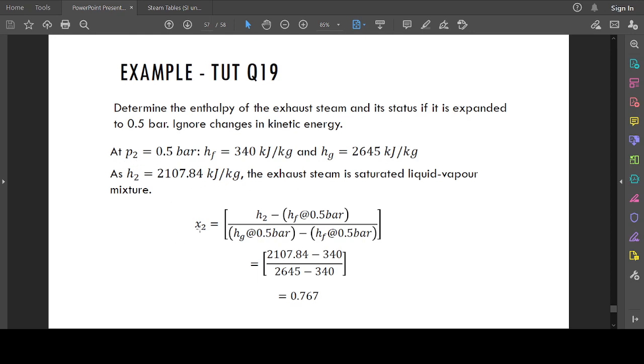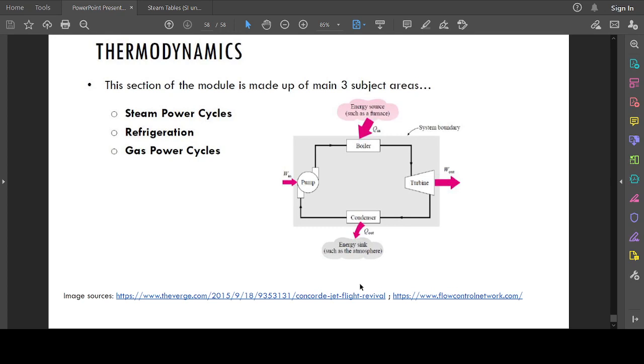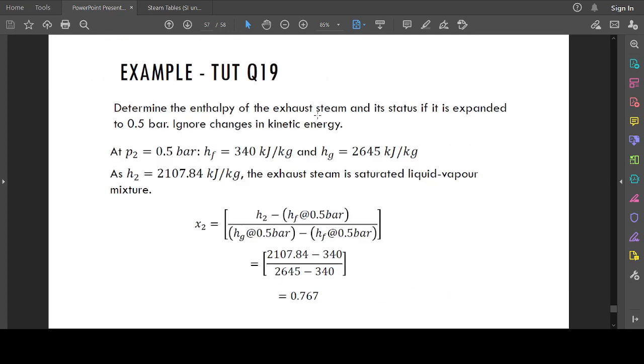We can use the quality. You can calculate the quality of the steam. With the known variables and the calculated variables, at a pressure of 0.5 bar from the steam table, we can use that to calculate the quality. And if we know the quality, that will tell us the quality of the exhaust stream.